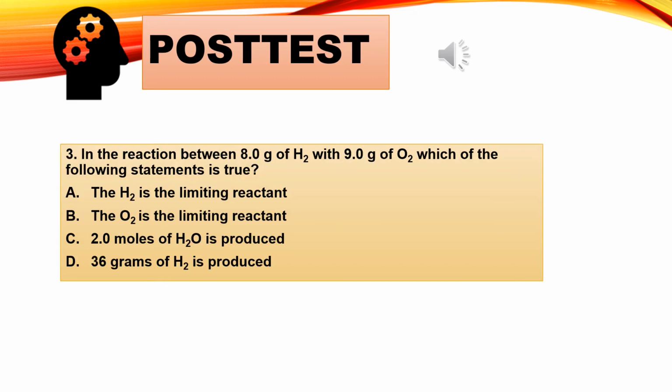Number 3. In the reaction between 8.0 grams of hydrogen gas with 9.0 grams of oxygen gas, which of the following statements is true? A. The hydrogen gas is the limiting reactant. B. The oxygen gas is the limiting reactant. C. 2.0 moles of water is produced. Or D. 36 grams of hydrogen gas is produced. Letter B is the answer.